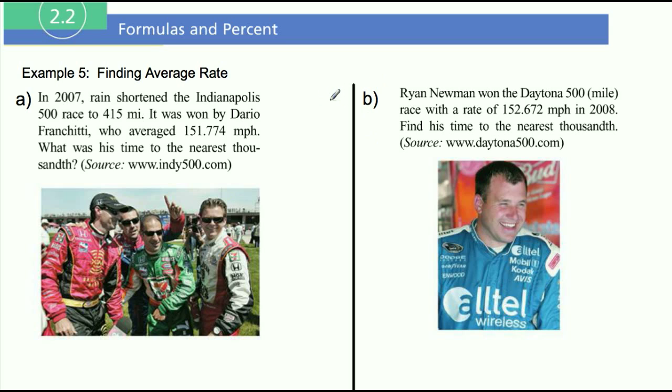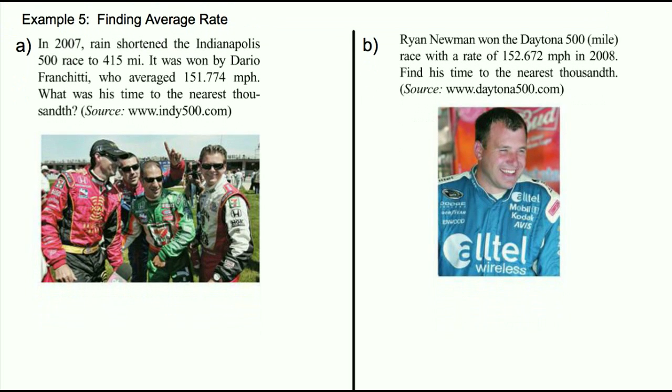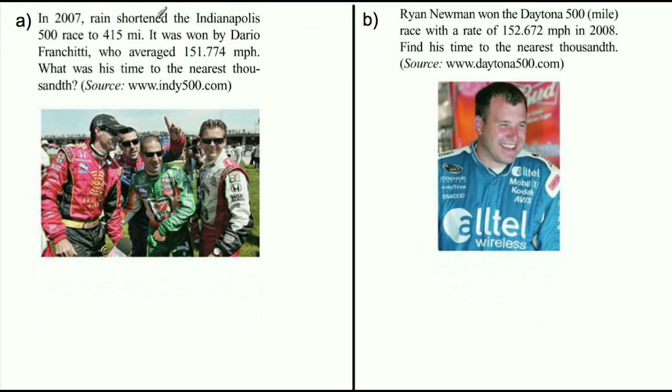Alright, we're going to do a little bit of formulas and percents. And we're finding the average rate. So I got these two problems right here. Check this out. So in 2007, rain shortened the Indianapolis 500 race to 415 miles.